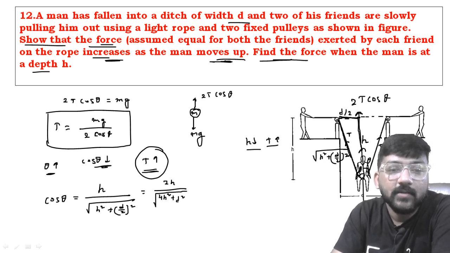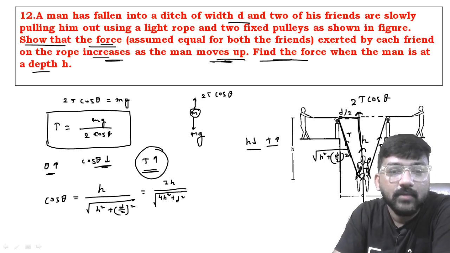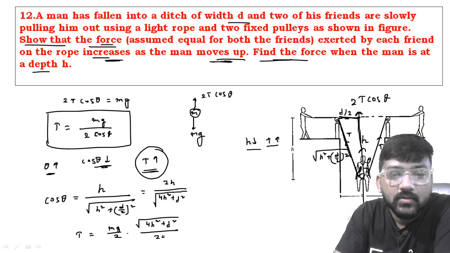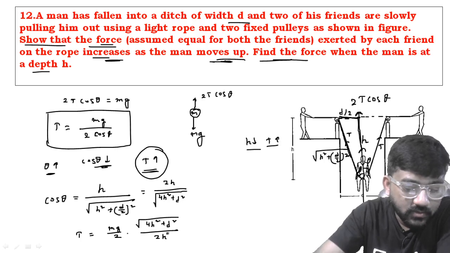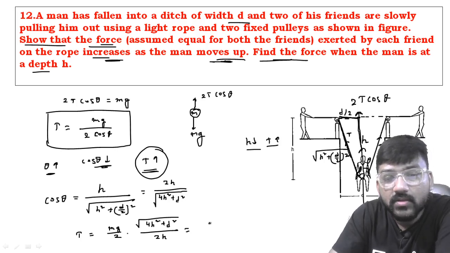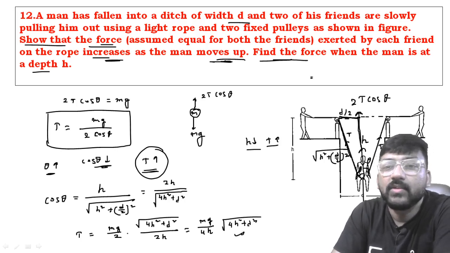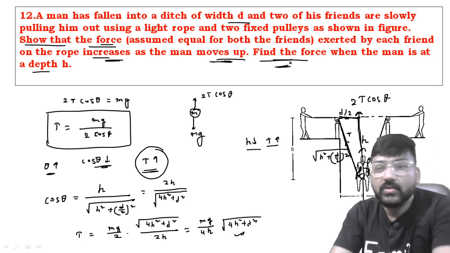Now if you substitute cos theta here, then T will be mg upon 2 into 1 by cos theta, that means root over 4h square plus d square divided by 2h. So it will be mg upon 4h under root 4h square plus d square. So this is the final answer. This is the magnitude of the force. Okay, so let's move to the next question.